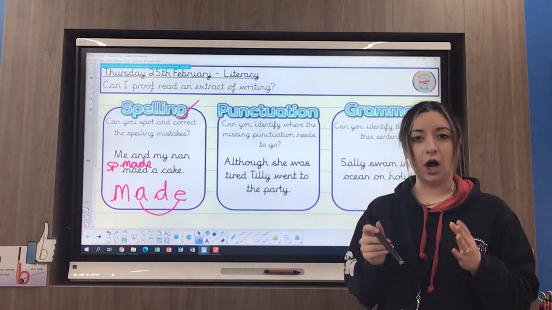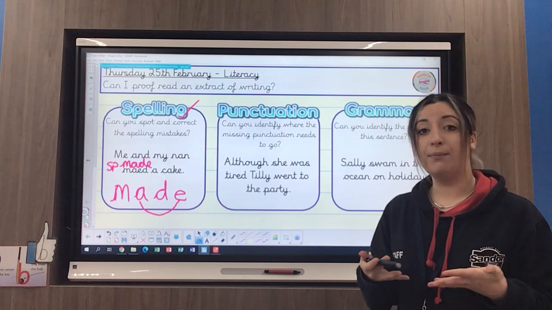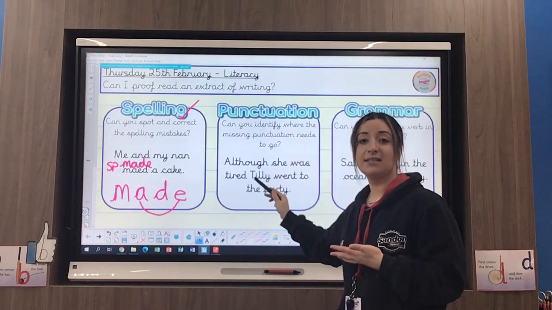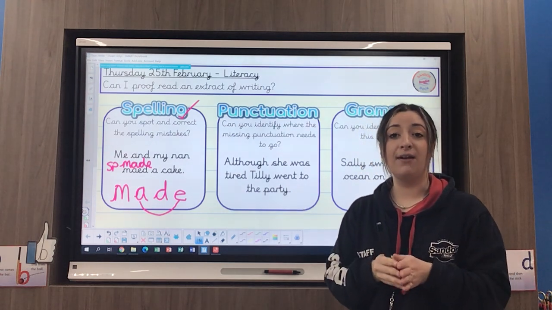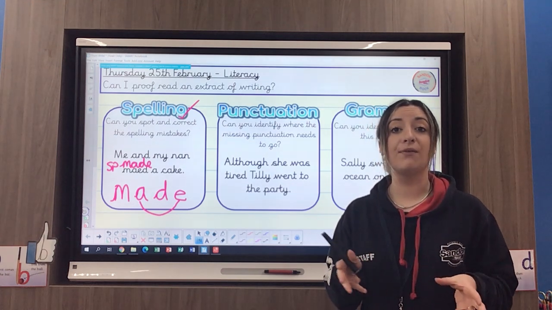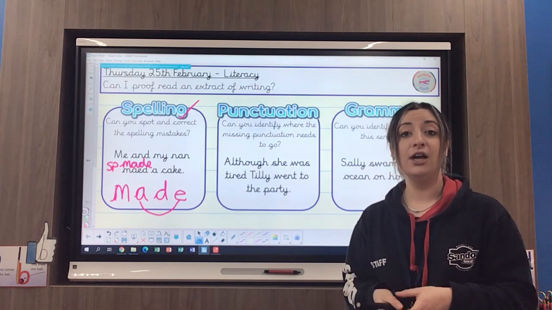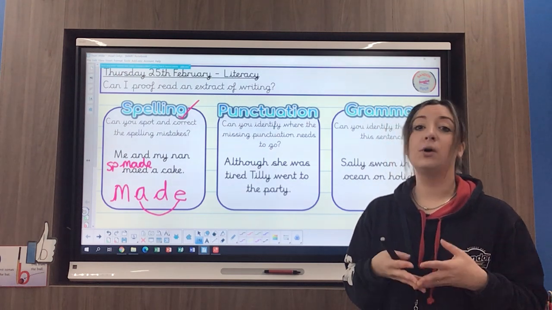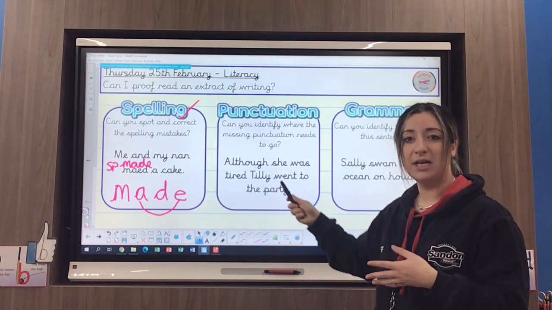Now you'll notice that halfway through that sentence I take a breath, and that means that I need a comma. Although she was tired, comma, Tilly went to the party. And that's because the comma is separating your main clause and subordinate clause. So we've recapped main clauses and subordinate clauses all week. So we know that a main clause means that it makes sense on its own, but a subordinate clause does not. So let's see if we can figure out which one is which.